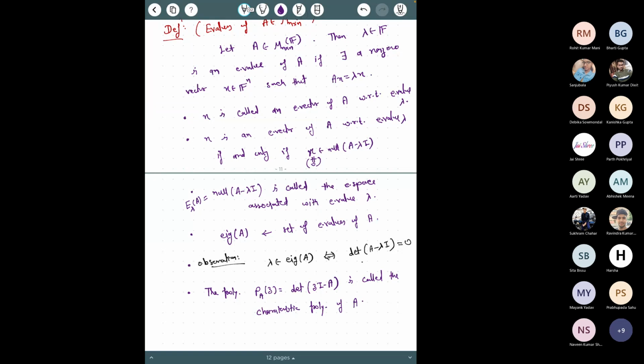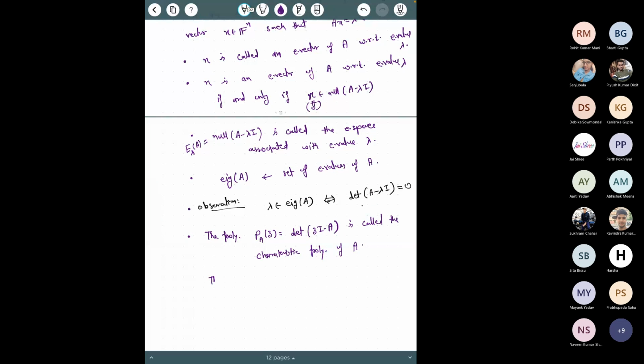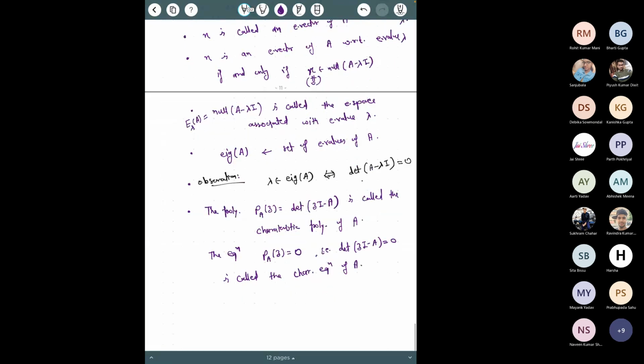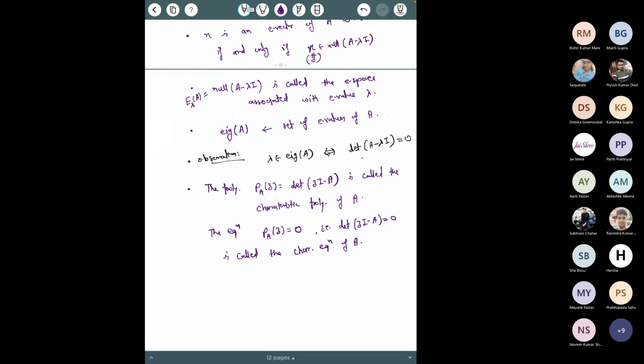of A. And the equation P_A(z) equal to 0, that means determinant of zI minus A equal to 0, this is called the characteristic equation of A. So clearly you can see from here that the eigenvalues of A are nothing but the roots of the characteristic polynomial of A, or you can say the solutions of this characteristic equation. So the eigenvalues of A are nothing but the roots of the characteristic polynomial.